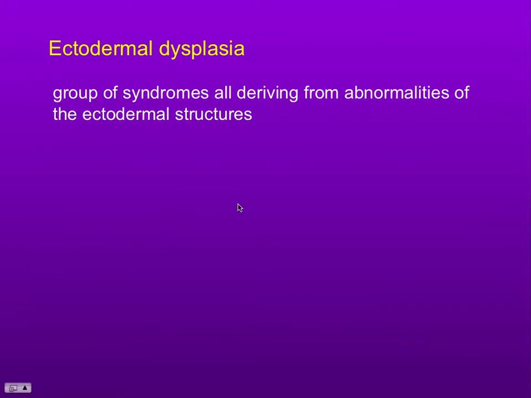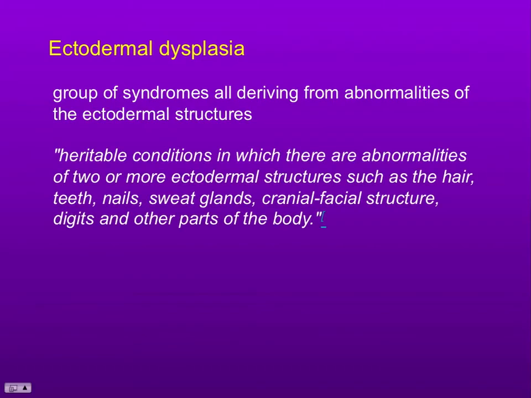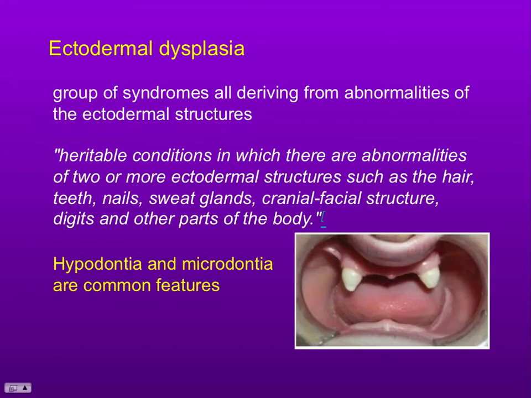Incidentally, I mentioned ectodermal dysplasia, sometimes asked about in examinations, so it's always worth knowing a little bit about this condition. In fact, it's not one condition but a group of syndromes, all deriving from abnormalities of ectoderm. This is the definition which you can look at, but very often there is a defect of the teeth. And hypodontia and microdontia are very common features, and I've certainly seen patients who have no permanent dentition at all.